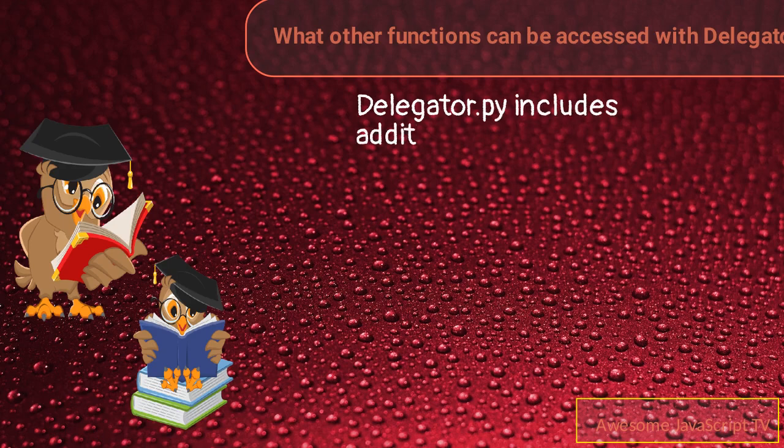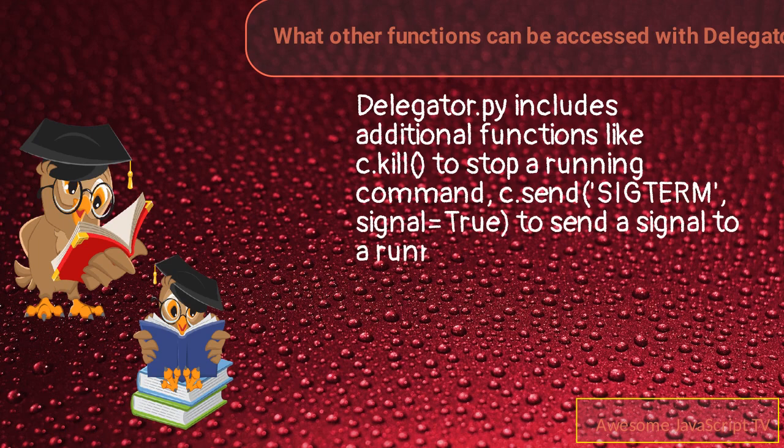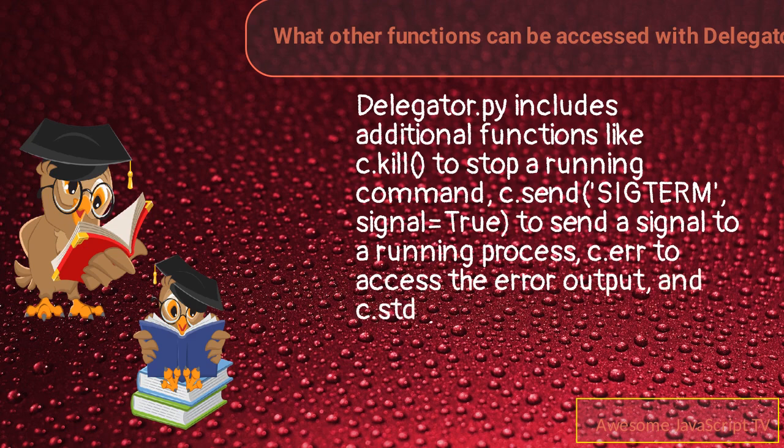What other functions can be accessed with Delegator.py? Delegator.py includes additional functions like c.kill to stop a running command, c.send sigterm signal equals true to send a signal to a running process, c.error to access the error output, and c.std_error to access the standard error output.